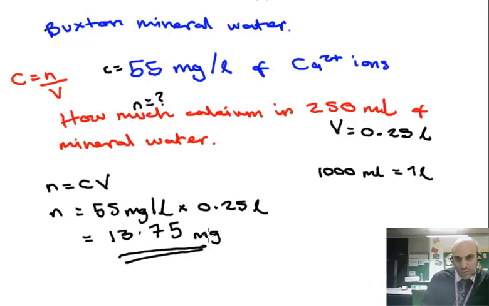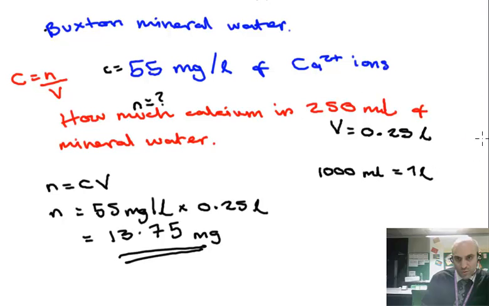13.75 milligrams. Why milligrams? Well, my concentration was in milligrams per litre. So the litres cancel out, I'm left with milligrams. So in 250 millilitres of water, there's 13.75 milligrams of calcium. Fair enough. Now I'm going to give you another one.